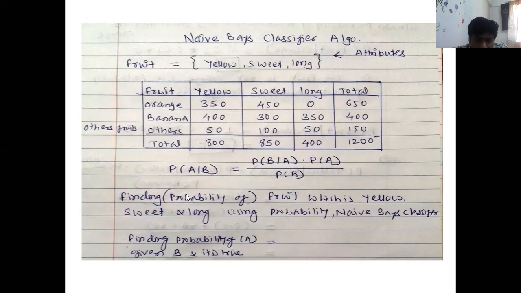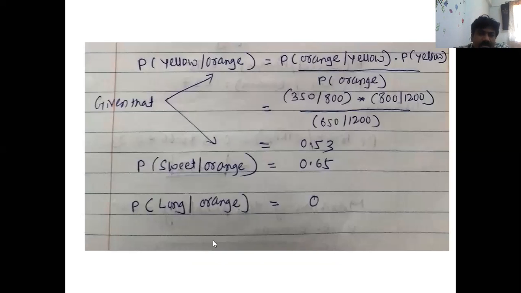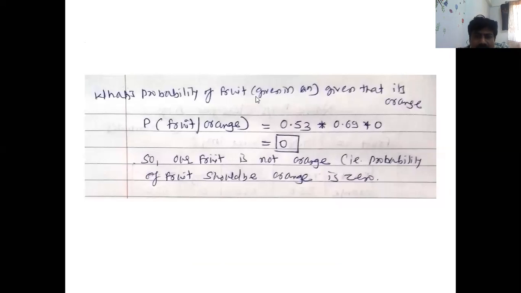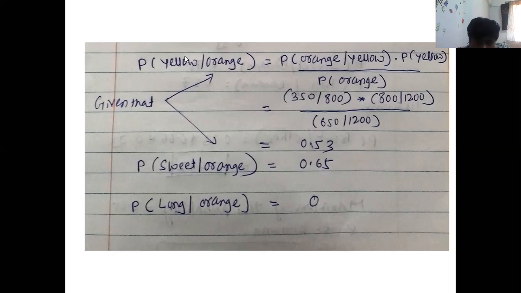That is, finding A by B is finding the probability of A given B. Given B means B has already occurred, and that is true. It is already occurred. So we'll move further. That is probability of yellow by orange. Now we are actually finding the probability of a fruit being yellow, given that it's an orange. So there are three attributes we are looking at with respect to the orange. You will see that the first fruit we have considered is orange. With respect to that, we are checking its attributes: first is yellow, then sweet and long.